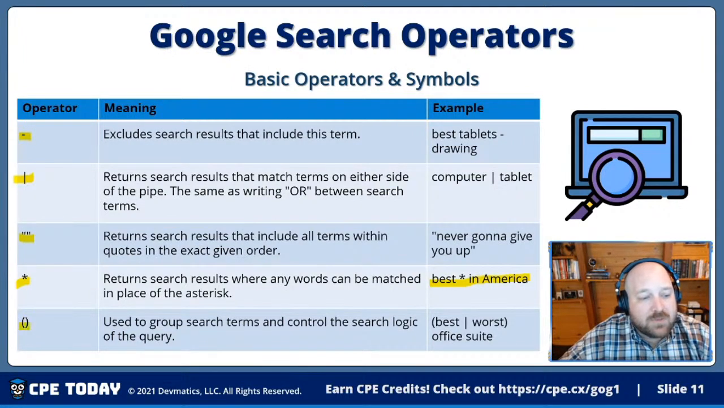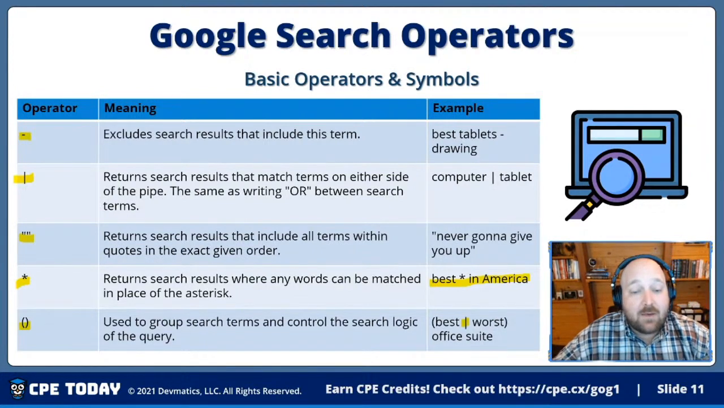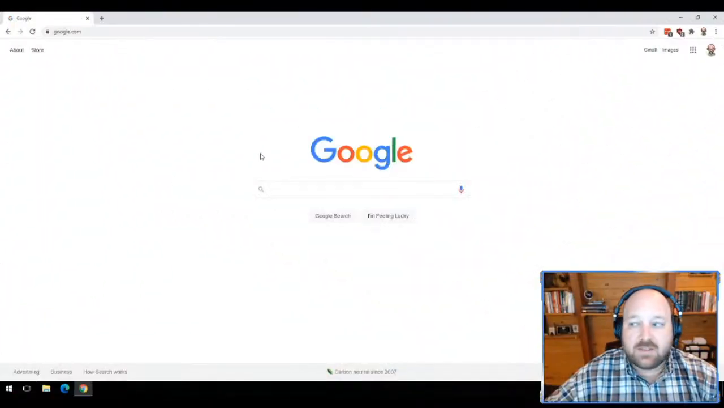We can also group terms together by using parentheses and also combining it, for example, here with the pipe character. So in this particular example here, we would see best or worst office suite. So maybe that will help us get some contrast if we're looking, for example, for different office productivity applications that we can use to understand. Let's go ahead and switch over and take a look with respect to how we can utilize some of these operators.